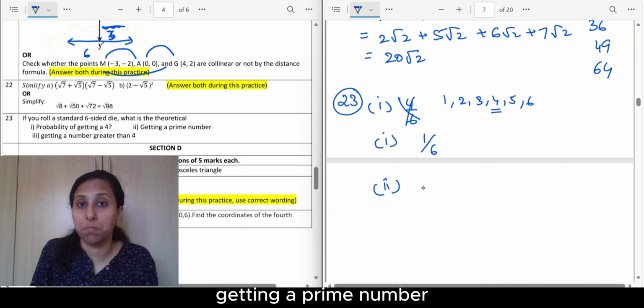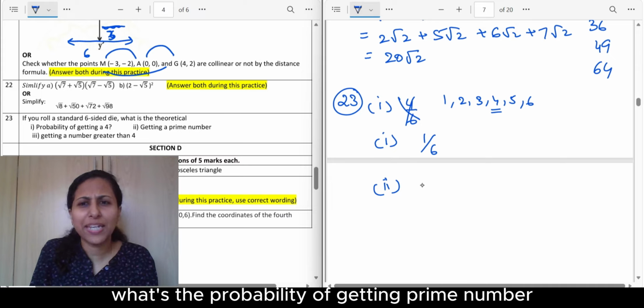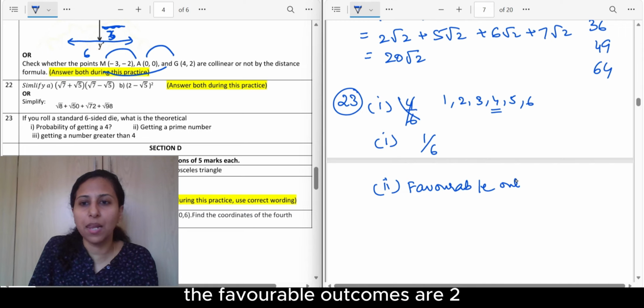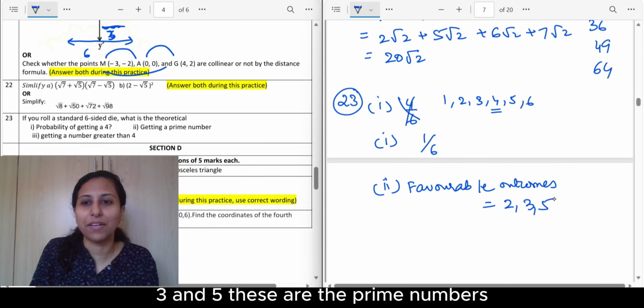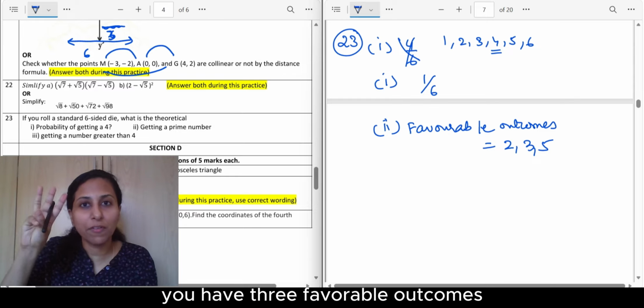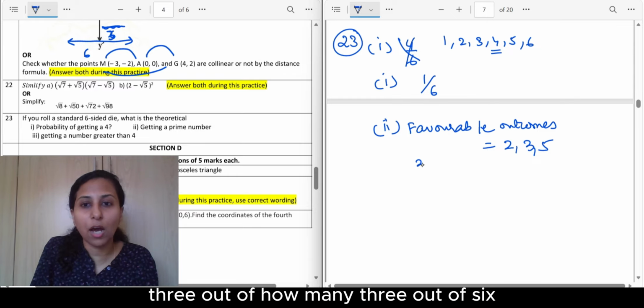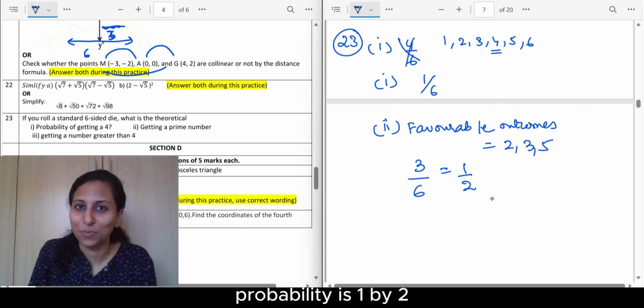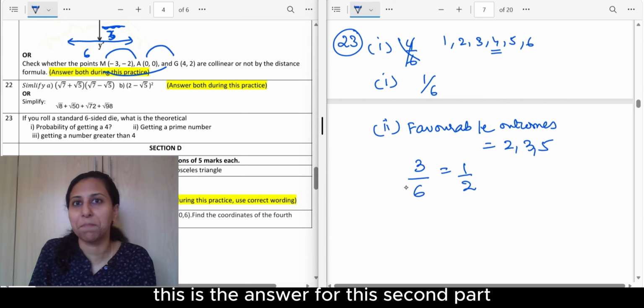For the second part, getting a prime number. What's the probability of getting a prime number? Which all are prime here? You can make a list of the favorable outcomes. The favorable outcomes are 2, 3 and 5. These are the prime numbers. How many favorable outcomes are there? You have 3 favorable outcomes. 3 out of how many? 3 out of 6. So 3 by 6. 3 by 6 probability is 1 by 2. This is the answer for this second part.